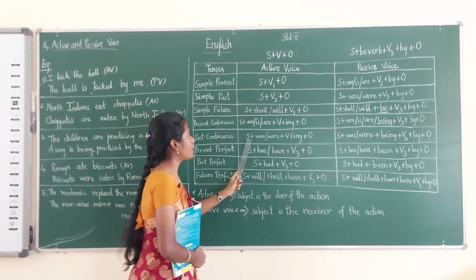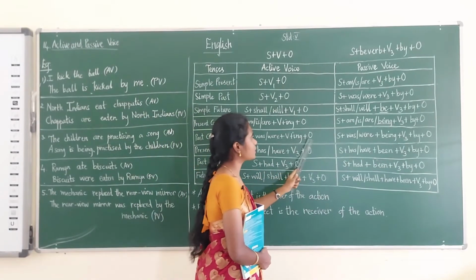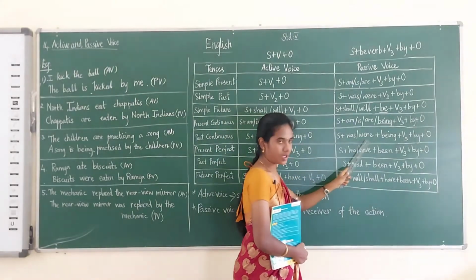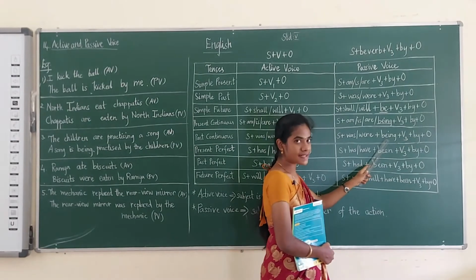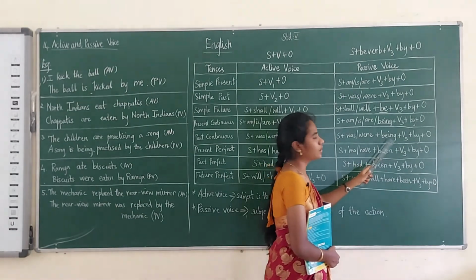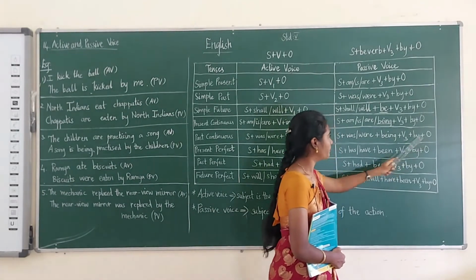Okay, the next one, past continuous. The structure is subject plus was or were plus verb plus ing plus object. In passive form, it is subject plus was or were plus being, because it is continuous, so we are writing being as in the present. Being plus past participle plus by plus object.